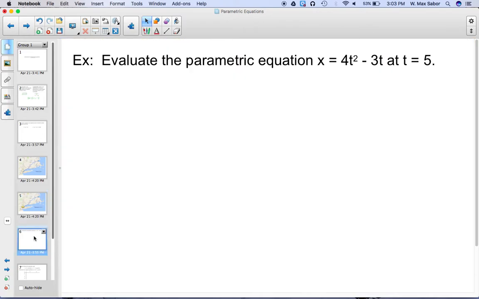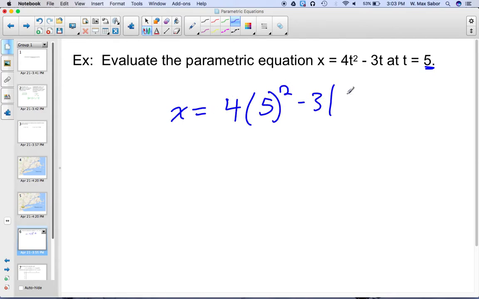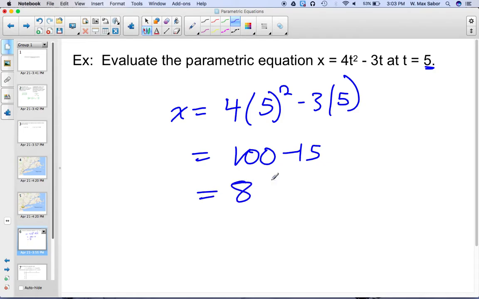So if we wanted to evaluate a parametric equation, all we have to do is plug in the value of t, and we get x equals 4 times 5 squared minus 3 times 5, which is 100 minus 15, or 85.